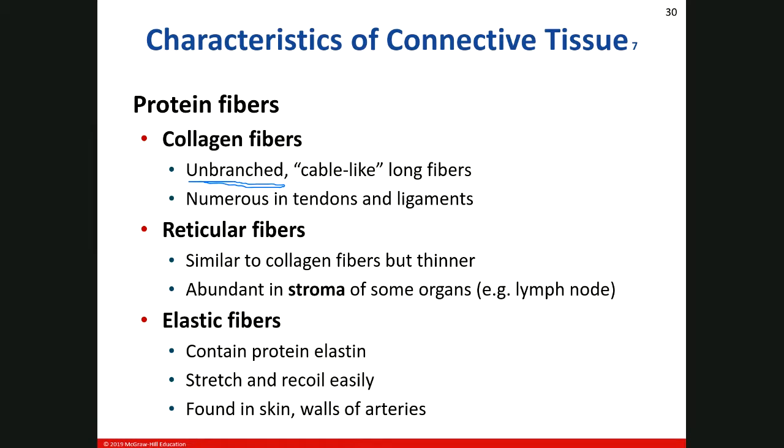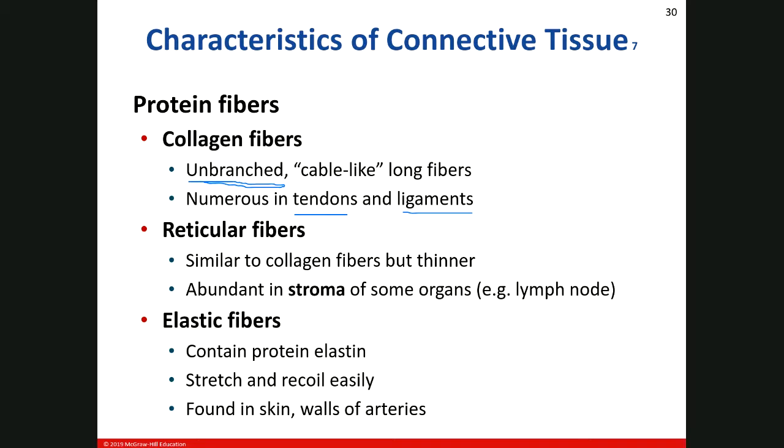When you have scar tissue being made, it's primarily collagen fibers, and they're very strong. So we'll find collagen fibers in abundance in tendons and in ligaments. And we'll talk about the specific type of connective tissue in a moment.